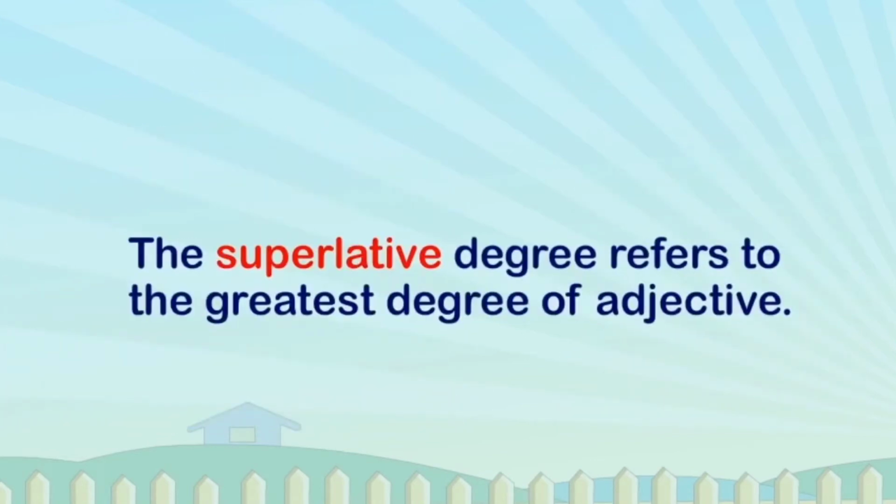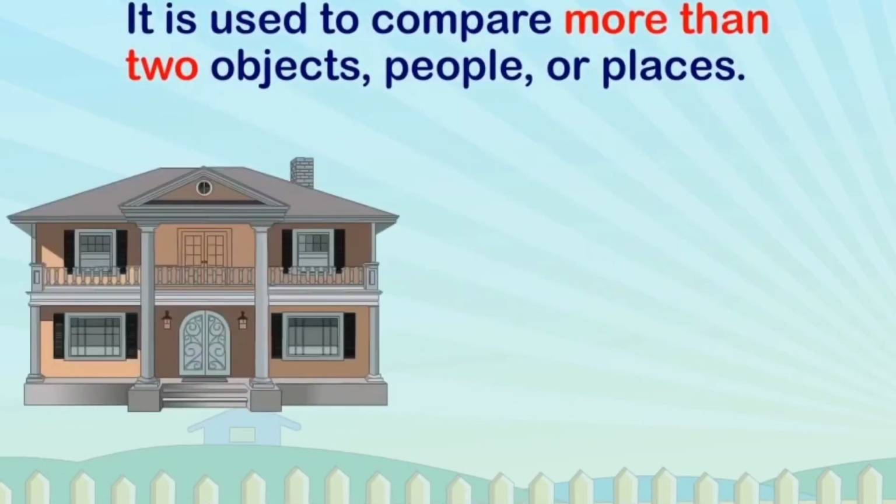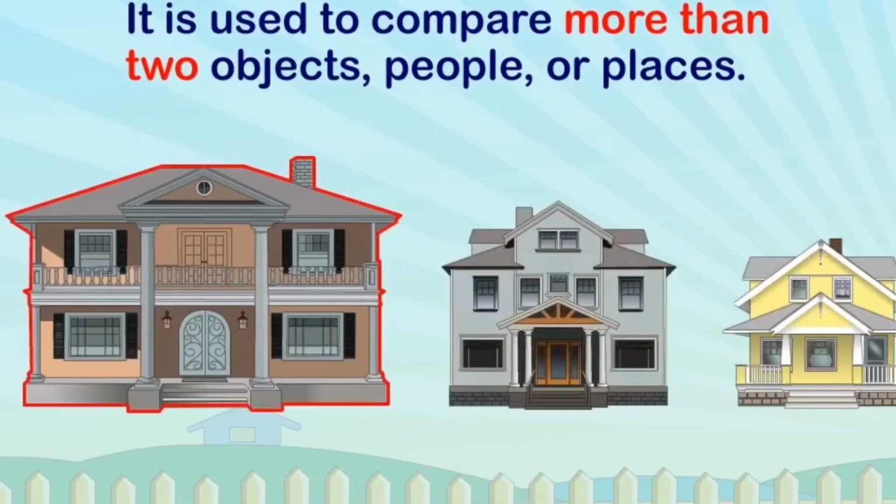The superlative degree refers to the greatest degree of adjective. It is used to compare more than two objects, people, or places. For example, his house is the biggest of all.